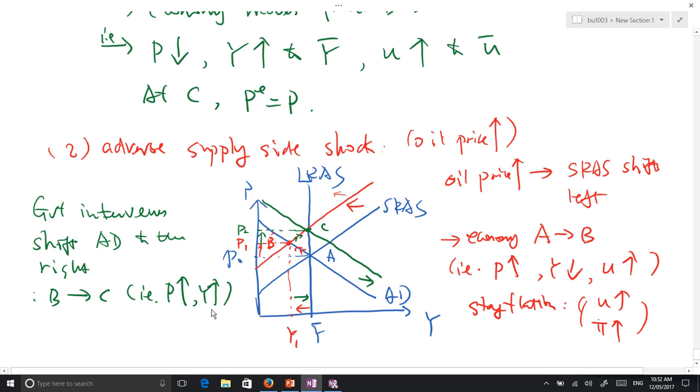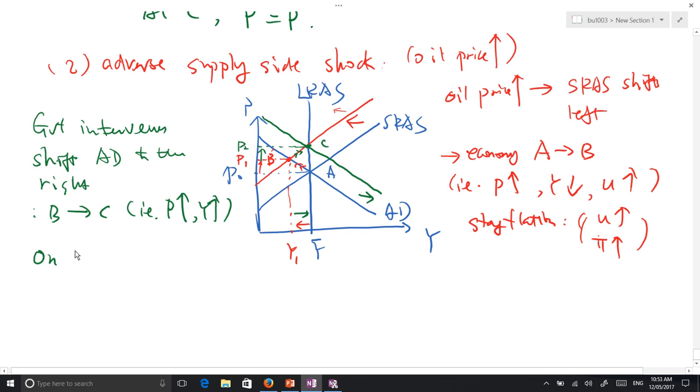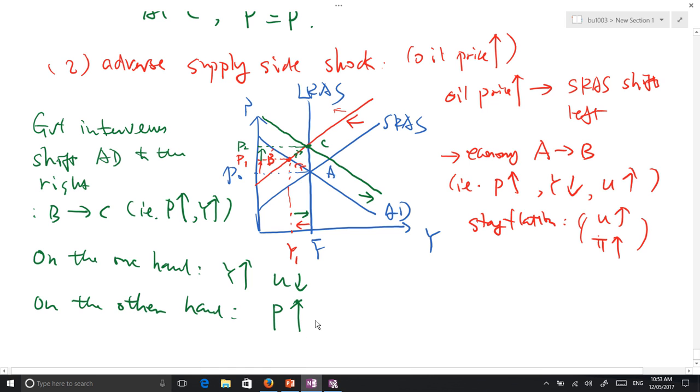So now we see the cost of this policy intervention. On the one hand, output goes up, goes back to its natural level, unemployment drops, goes back to its natural rate of unemployment. So that's the benefit. The cost is, on the other hand, price keeps increasing. So there's an even higher level of inflation in the economy. Okay, so this is how we can use this AS-AD model to analyze the shocks from both the supply side and the demand side.